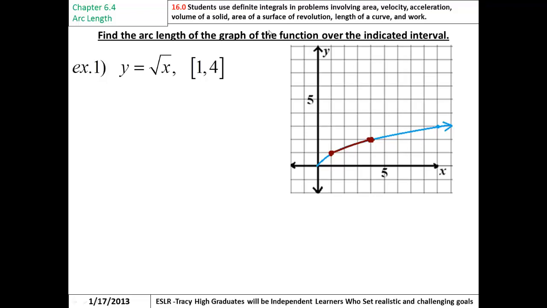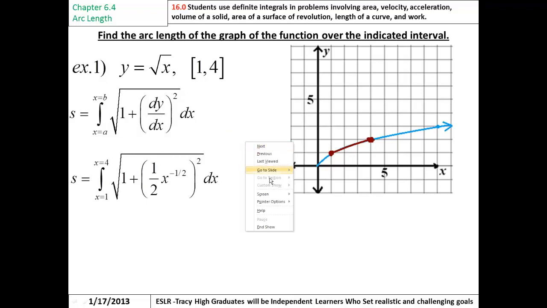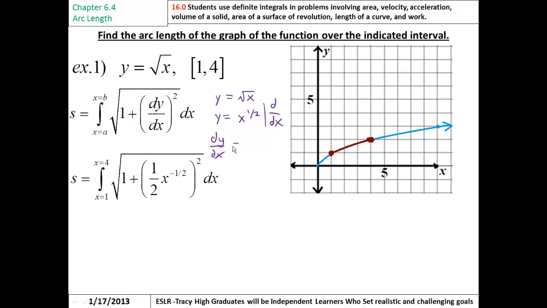So find the arc length of the graph of the function over the indicated interval. The graph is y equals the square root of x, and the interval is from 1 to 4. So this little segment here has already been highlighted, and we're simply just plugging in. This is our formula. Now to find dy/dx, that should be very easy at this point in your career. y equals the square root of x, y equals x to the 1/2, and hence, if we take the derivative of both sides with respect to x, dy/dx is just 1/2 x to the minus 1/2, which is exactly what's being put in here. And then we're integrating 1 plus that over that particular interval.